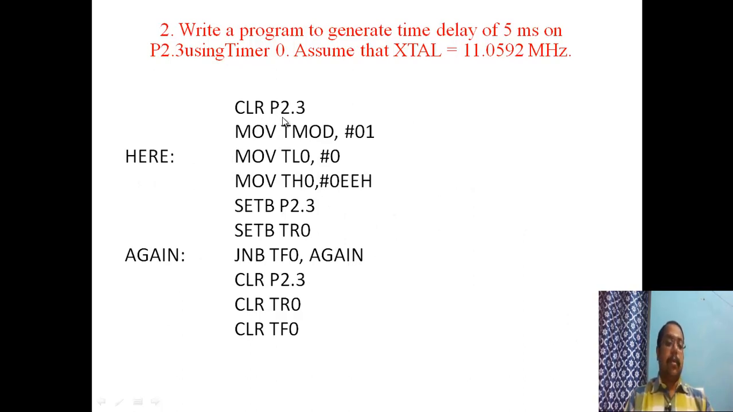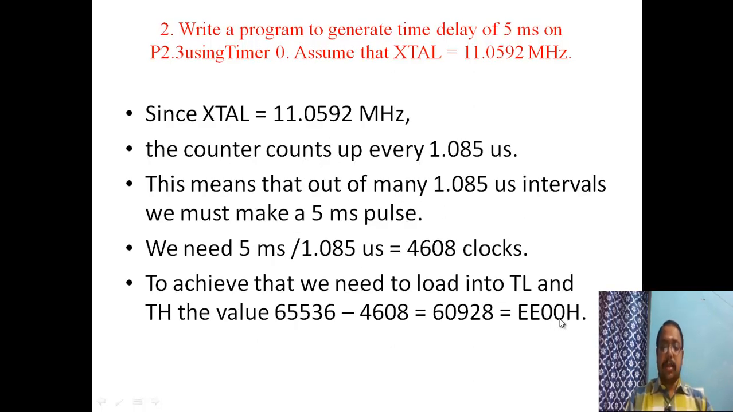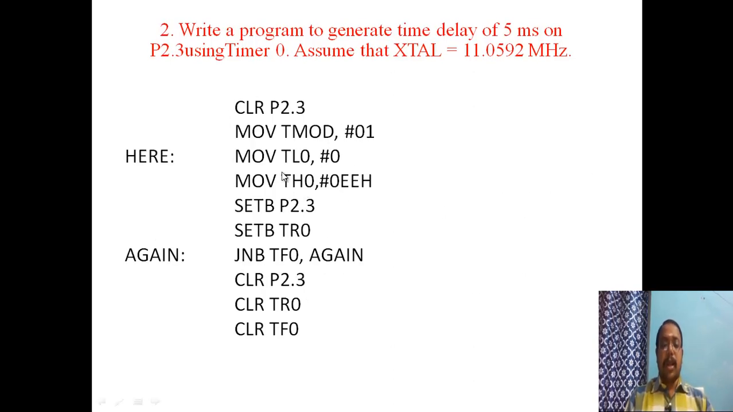Clear, we have done. So one time it will be 1 and one time it will be 0. Now you have to set the mode. I have told it is timer 0, so you are using timer 0. What we have got is lower order 00, higher order EE. So I am loading lower order as 00 and higher order as EE. Then set the particular bit, so that pin will become 1. Then I will start my timer.